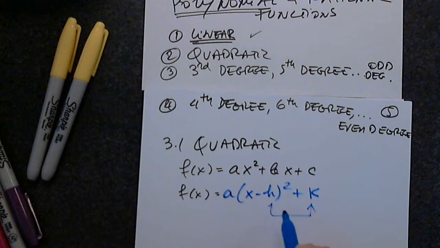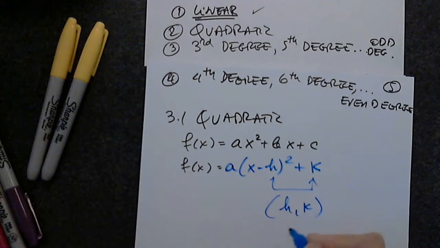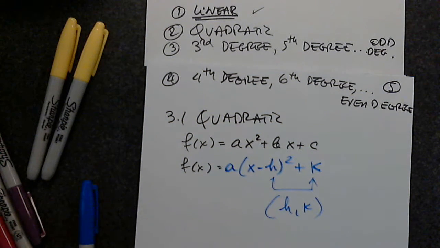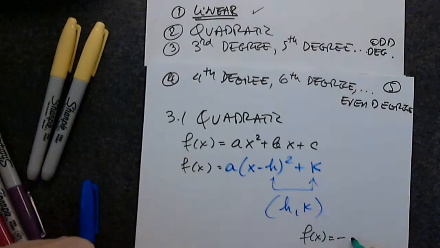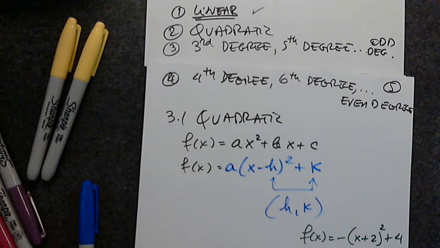I caution you that h and k here, although we just looked at the equation of a circle, have nothing to do with the circle. This is another point which we will identify in a minute. We will know what it is in a blink. So let me give you an example. Let's say we have f of x equals negative (x plus 2) squared plus 4.